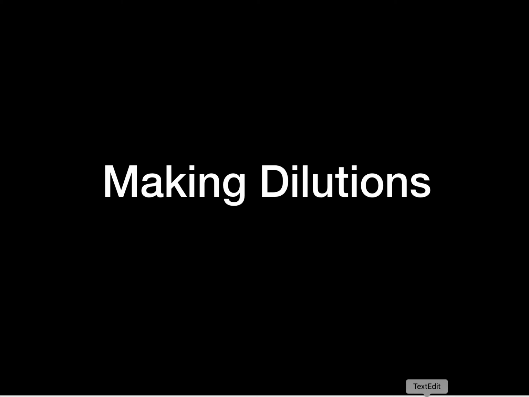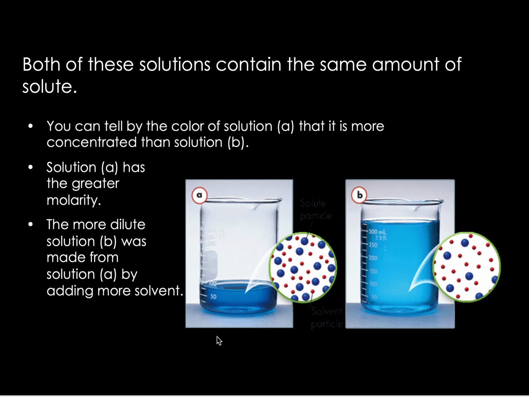In this video, we're going to talk about making dilutions. Both of these solutions contain the same amount of solute. You can tell by the color of the solution in A that it is more concentrated than solution B. Solution A has a greater molarity. The more dilute solution, which is B, the lighter color blue, was made from solution A by adding more solvent, so usually more water.